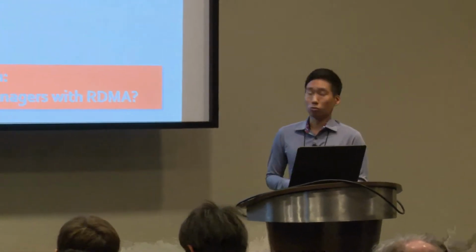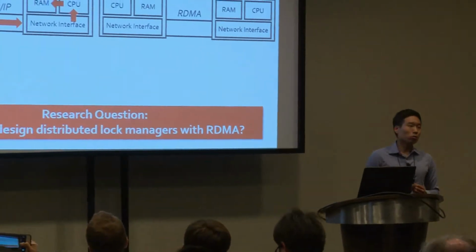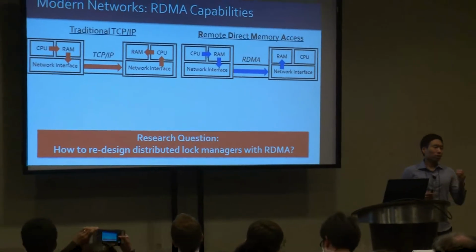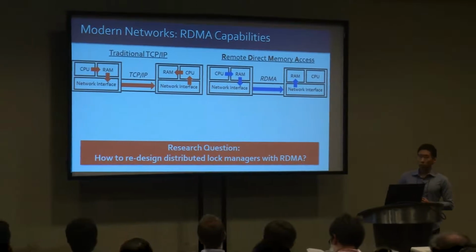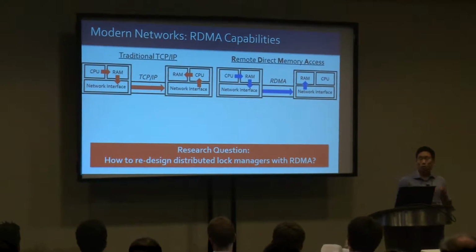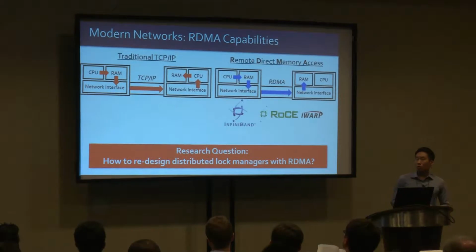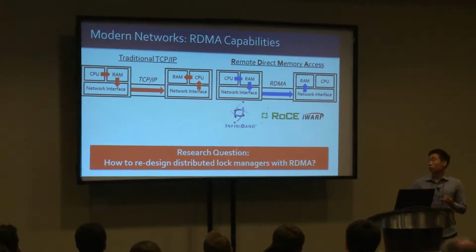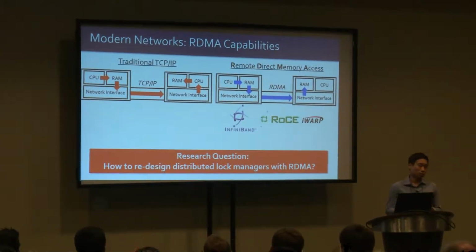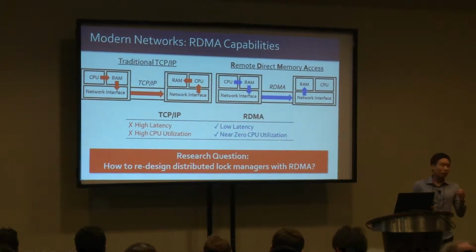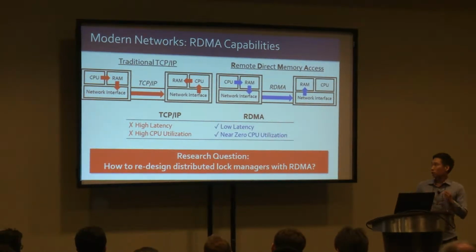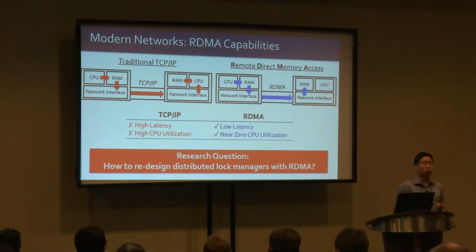In a traditional TCP/IP network, both CPUs need to work in order to transfer data between two nodes. In RDMA, the local node can directly read or write to the remote node's memory while bypassing its CPU. Many modern high-performance network vendors like InfiniBand support this protocol. RDMA offers much lower latency and near-zero CPU utilization compared to a traditional TCP/IP network.